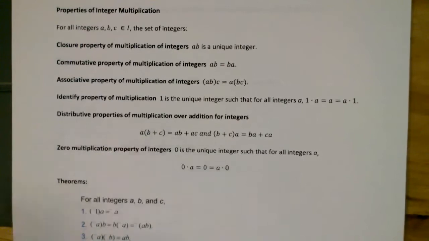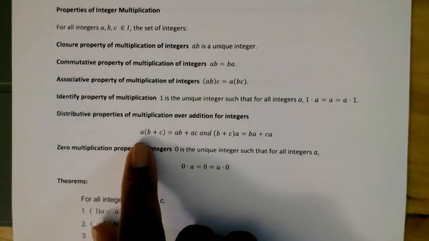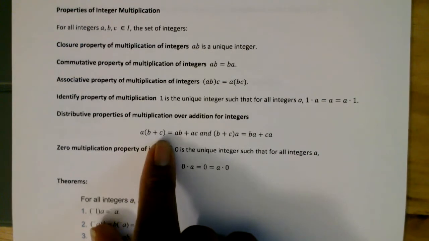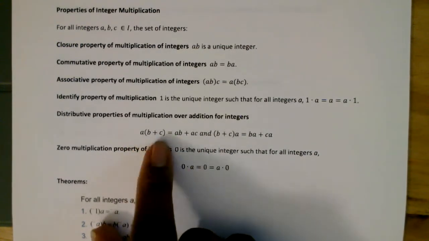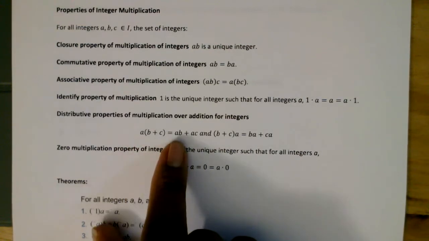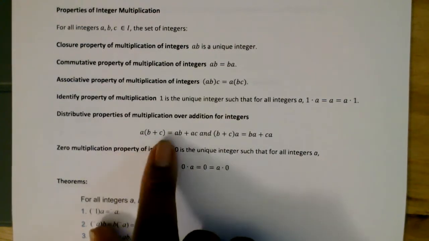And then we have the distributive property of multiplication over addition for integers. That means if I had A times the quantity B plus C, I can distribute the A over the B and the C through multiplication. I get A times B plus A times C.